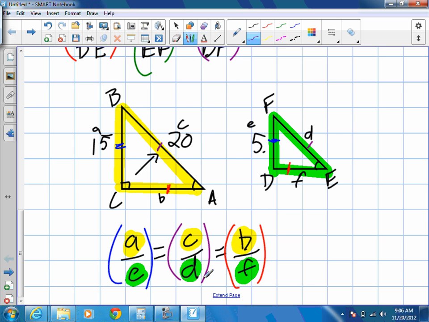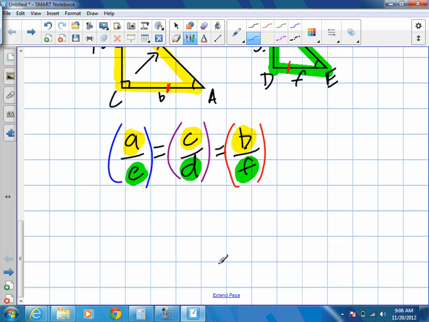The yellow triangle sides are all on the top. The green triangle sides are all on the bottom. And we had the corresponding sides divided by each other. I could have flipped this. This is also the equivalent of E divided by A, D divided by C, and F divided by B. Okay? I know we're using letters. This is getting a bit confusing. Let's plug in some values and actually solve for the other parts of the triangle.